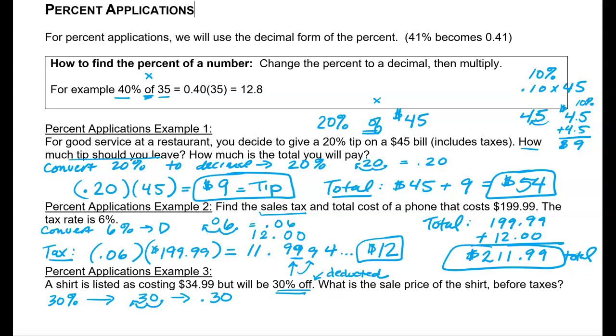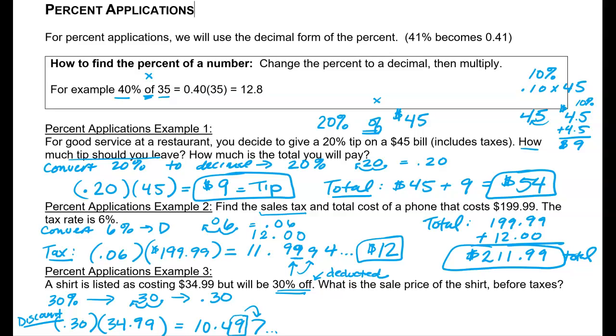So we convert it to a decimal, and then we're going to take 30% of $34.99, so multiplying. 0.30 times $34.99 gives us 10.497. And we're going to round just like the last problem. Since this is money, we want to find our discount to the nearest cent, which is the nearest hundredths place. So we're looking at this place value right here.